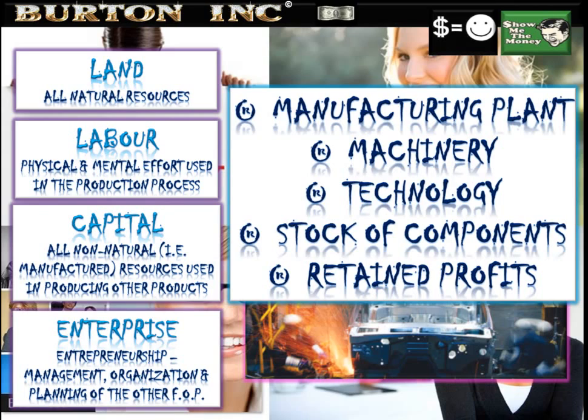Capital, huge capital setup costs here when we're talking about the automotive industry. We'd have a manufacturing plant that would cost billions and billions and billions of dollars. Machinery and technology, billions and billions and billions of dollars again. A stock of components being used to make these cars, and retained profits perhaps if they've had a bumper year from the previous year and not paid out too much of those profits to their shareholders.